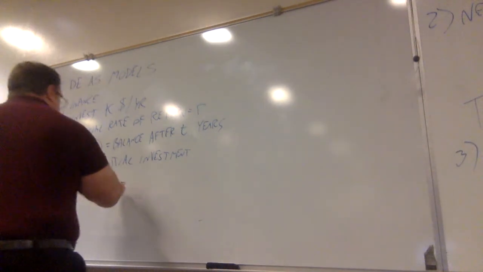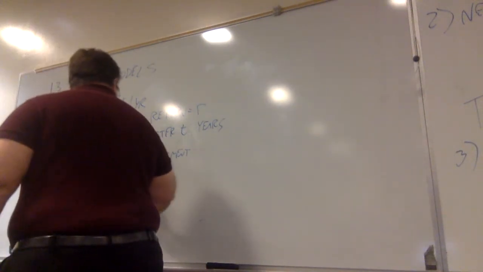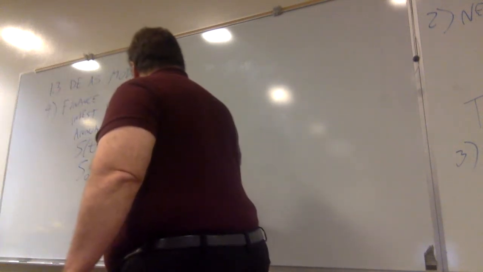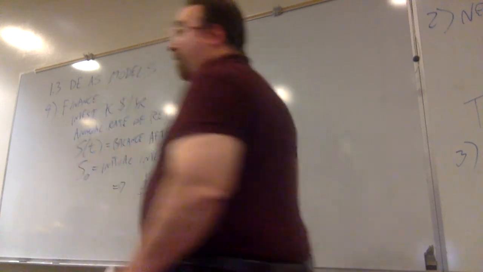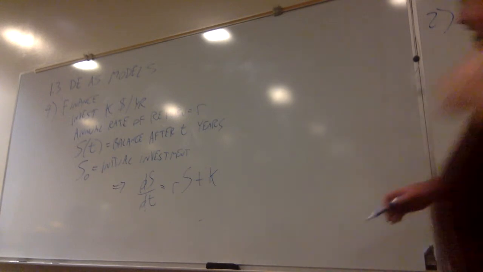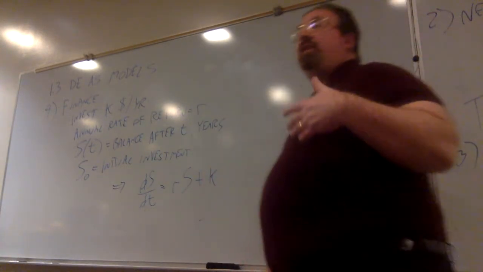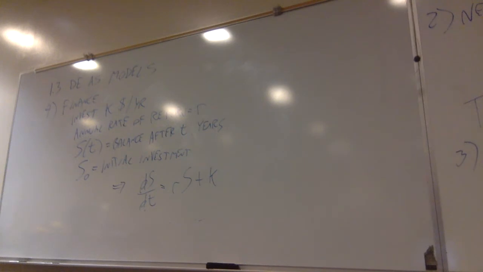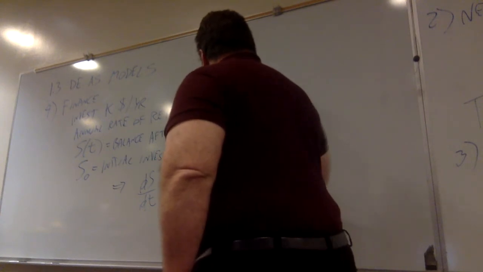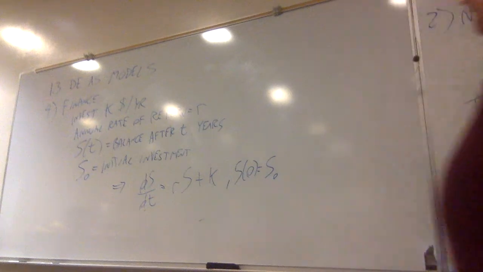So a differential equation that would model the value of your investment over time would be a similar form as the other ones. So however much money is in there now, you're going to have R percent piled on top of it, plus the amount K that's being funneled in each year. And then the initial condition, S of 0 is equal to S naught.